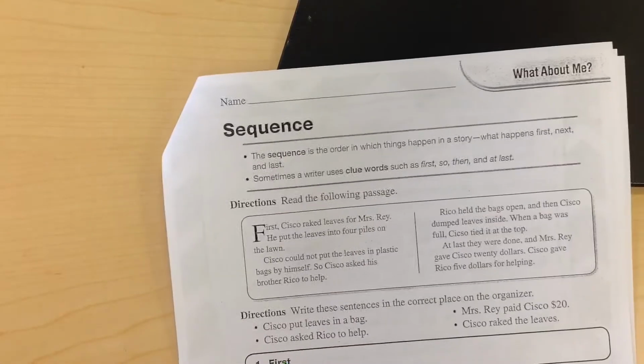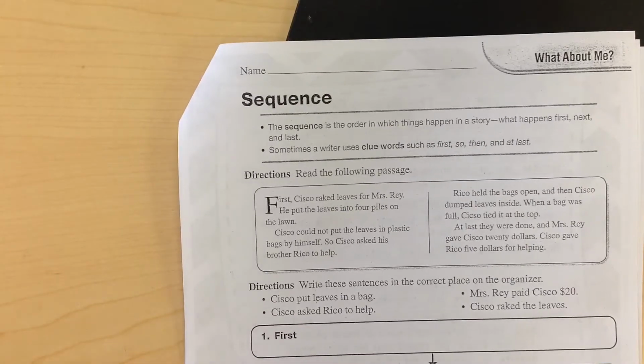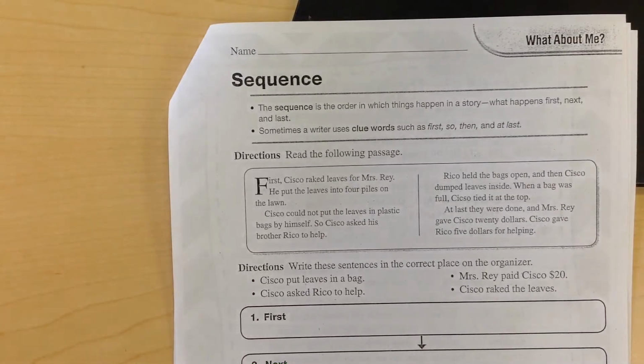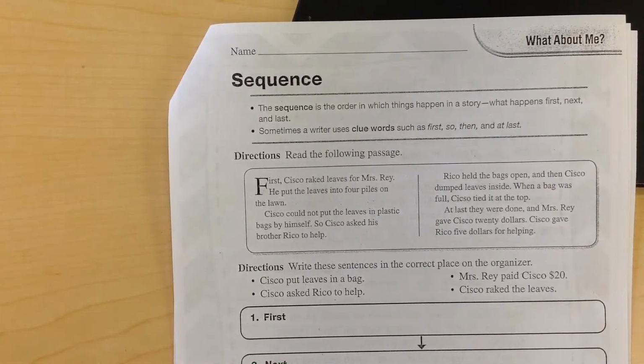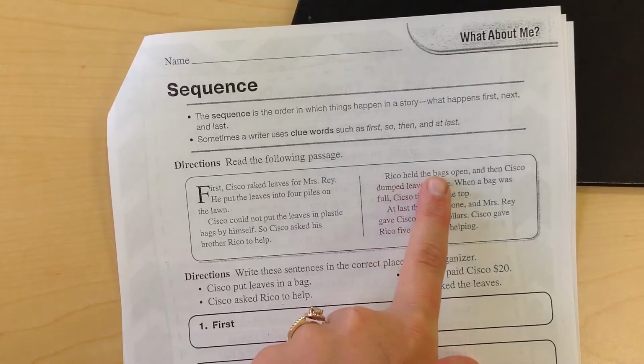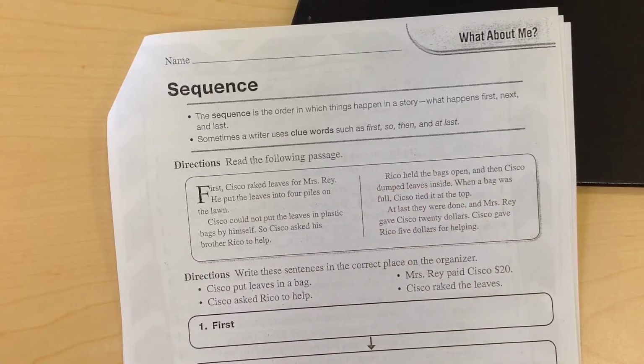So we're going to read a little story or a passage. This says, first, Cisco raked leaves for Mrs. Ray. He put the leaves into 4 piles on the lawn. Cisco could not put the leaves in plastic bags by himself, so Cisco asked his brother Rico to help. Rico held the bags open, and then Cisco dumped leaves inside. When a bag was full, Cisco tied it at the top. At last, they were done, and Mrs. Ray gave Cisco $20. Cisco gave Rico $5 for helping.